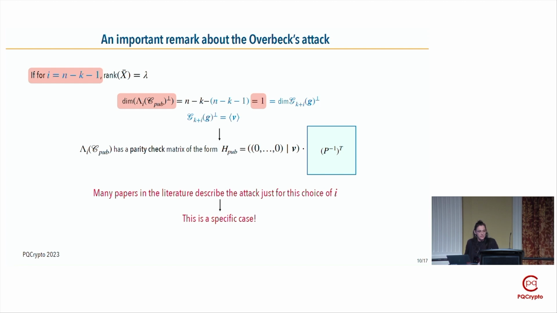Many papers in the literature claim that this is the Overbeck attack. They say the Overbeck attack consists in just verifying if the dimension of the dual of the Q-sum operator applied to the public code with I equal to n minus k minus 1 is equal to 1. But this is not the case. The Overbeck attack, as we have seen before, is more general than that.